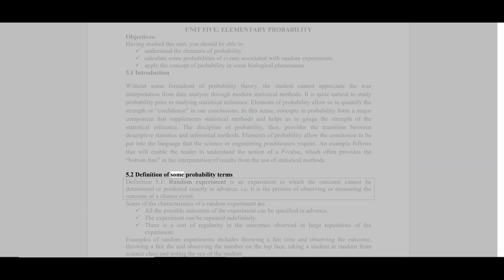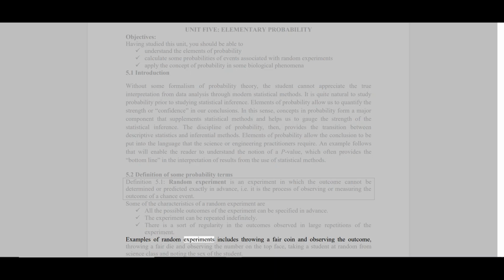5.2 Definition of some probability terms. Definition 5.1: A random experiment is an experiment in which the outcome cannot be determined or predicted exactly in advance, i.e. it is the process of observing or measuring the outcome of a chance event. Some of the characteristics of a random experiment are: all the possible outcomes of the experiment can be specified in advance; the experiment can be repeated indefinitely; there is a sort of regularity in the outcomes observed in large repetitions of the experiment.